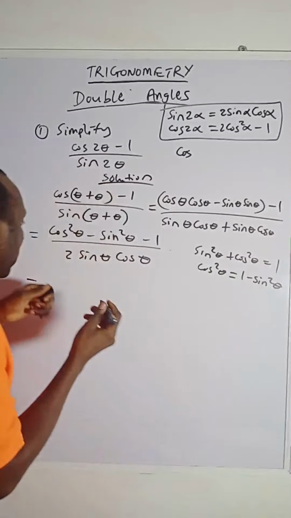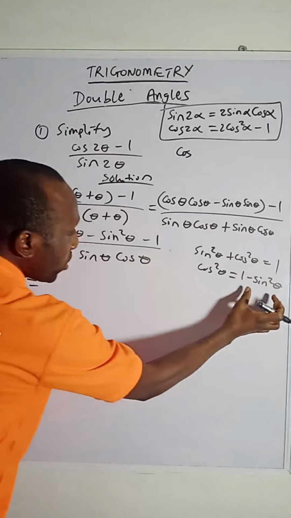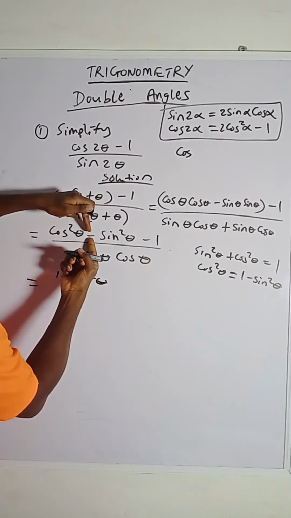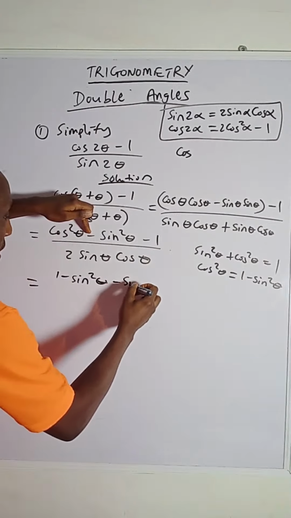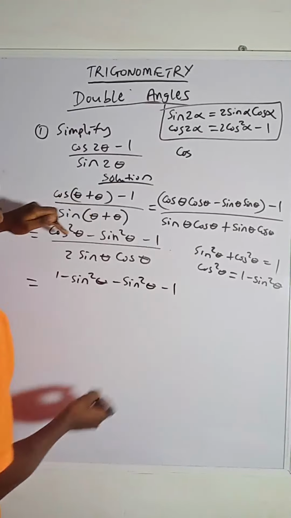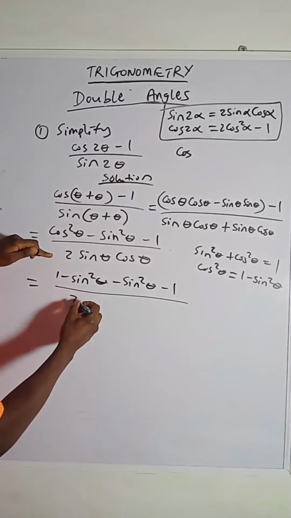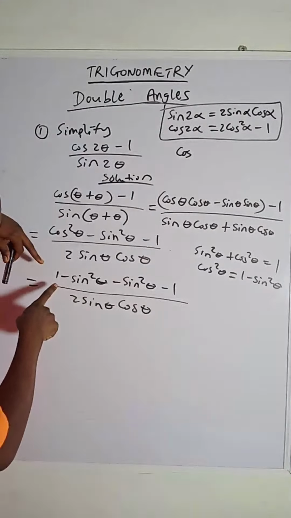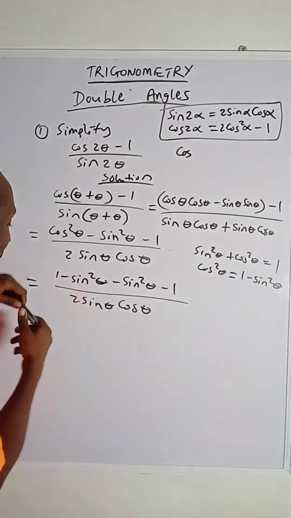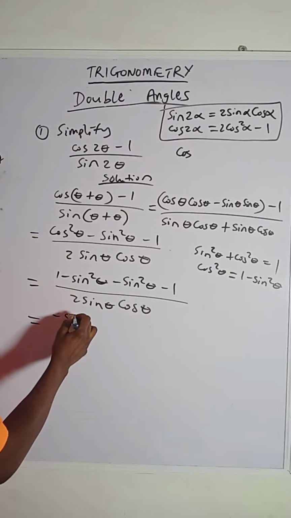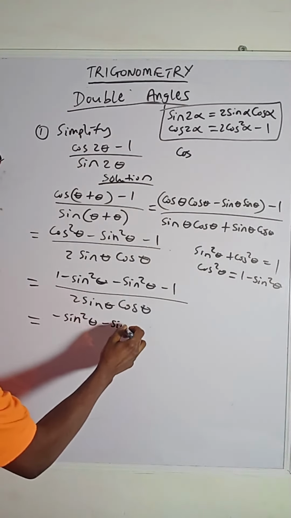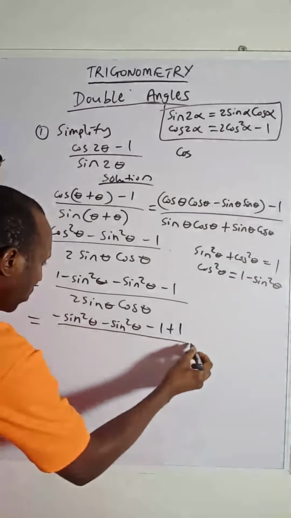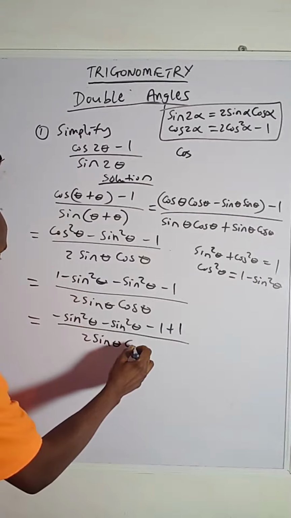Hope that makes sense. So watch this now. We are replacing cos square theta and putting 1 minus sine square theta. And then please don't throw away this, and this is still there: minus sine square theta minus 1. You see that? All divided by 2 sine theta cos theta. So this is equal to what now? See, let me just rearrange this to: minus sine square theta minus sine square theta minus 1. This is plus 1, right? Plus 1, all divided by 2 sine theta cos theta.